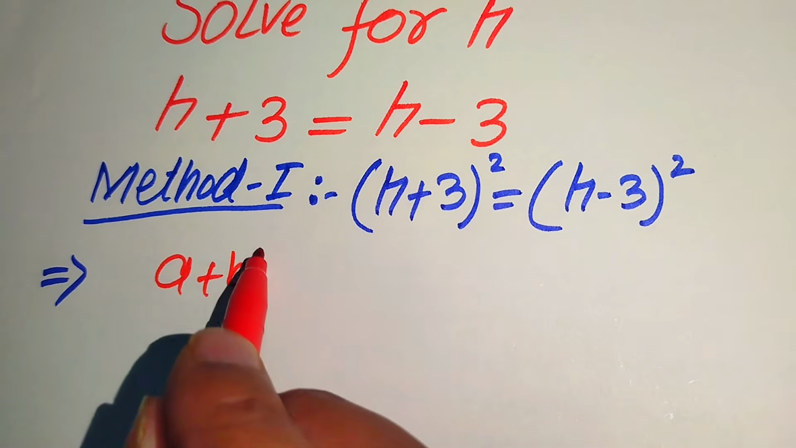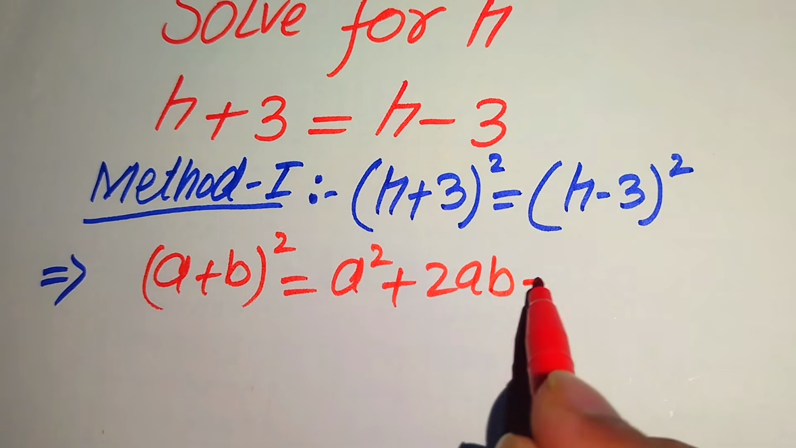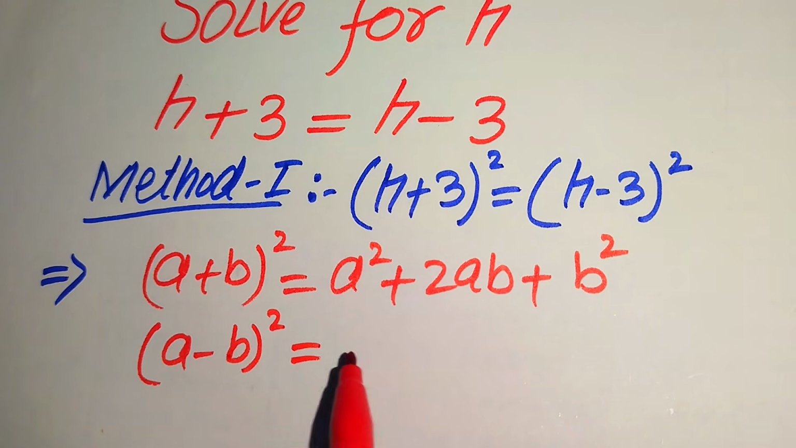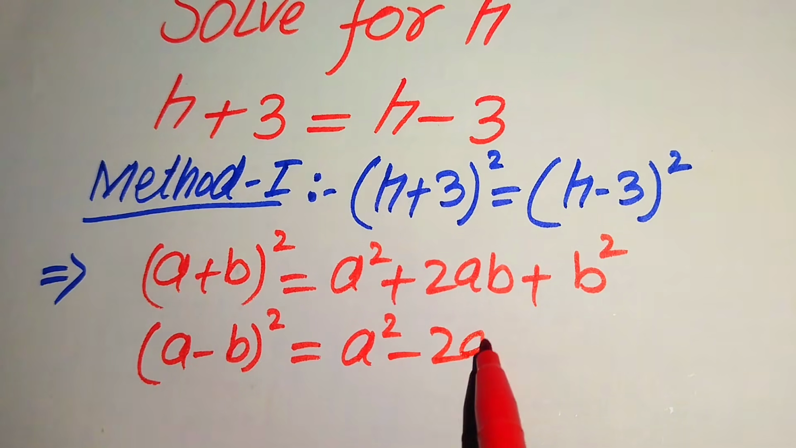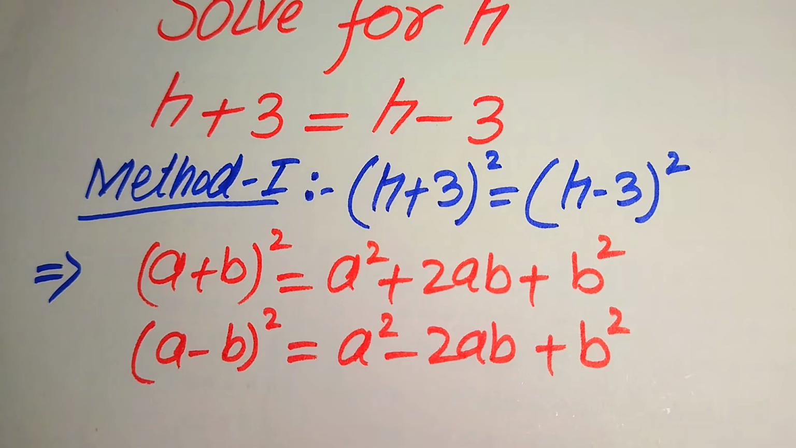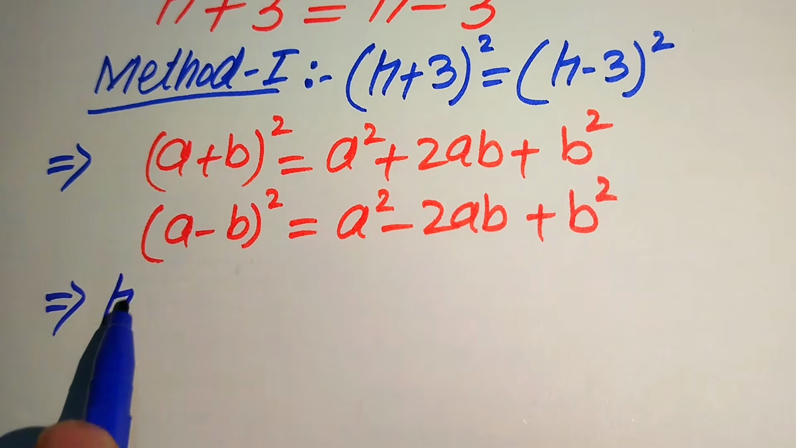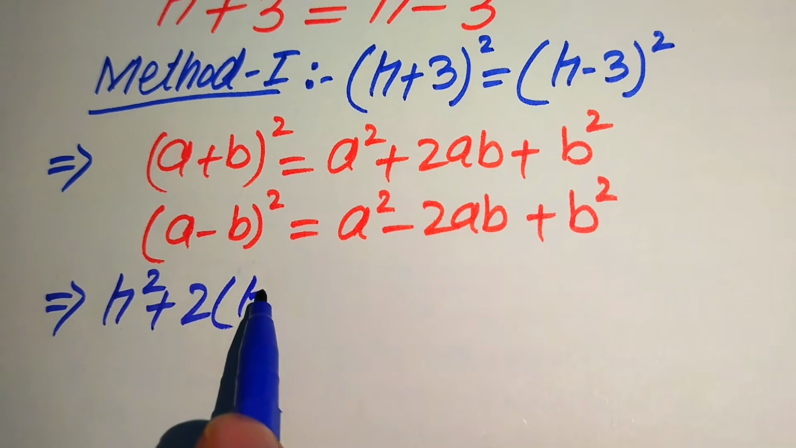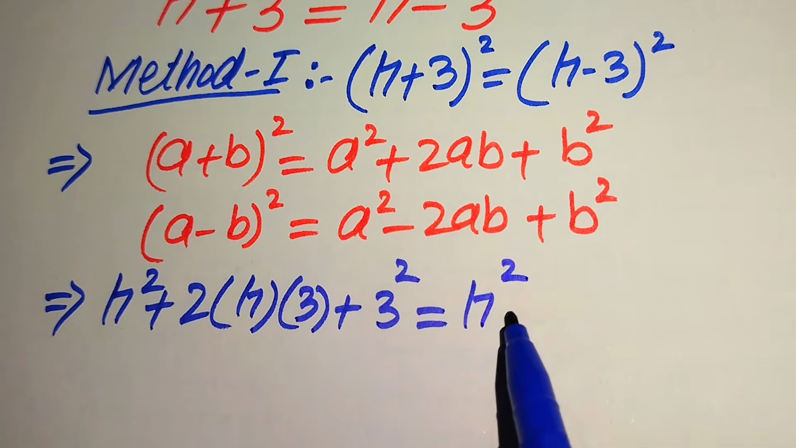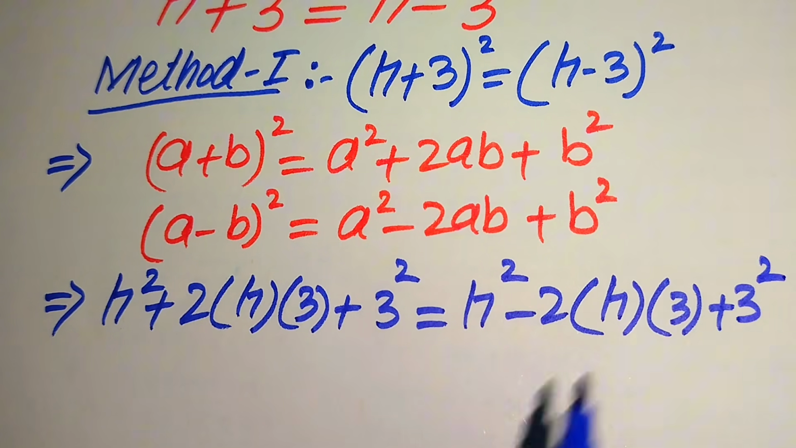You know that a plus b whole square is equal to a square plus 2 times ab plus b square, and on the right hand side we apply this formula, a minus b whole square is equal to a square minus 2 times ab plus b square. So according to these two formulas, we write our above equation in this form. Our left hand side becomes h square plus 2 times h into 3 plus 3 square is equal to h square minus 2 times h into 3 plus 3 square.